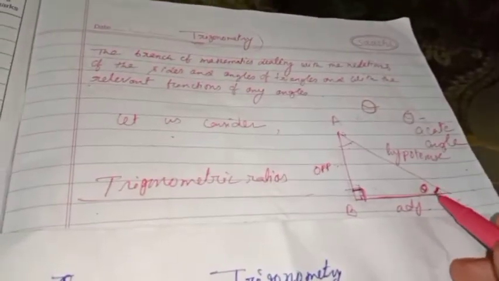There are 6 trigonometric ratios, and trigonometry is used especially in right angle triangles. Suppose here you can see, let us consider a triangle ABC. Angle B is 90 degrees, and angle A and angle C are the other angles. Suppose the measure of the angle is theta.